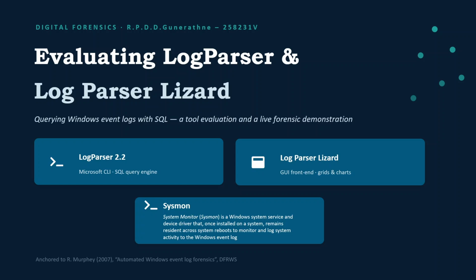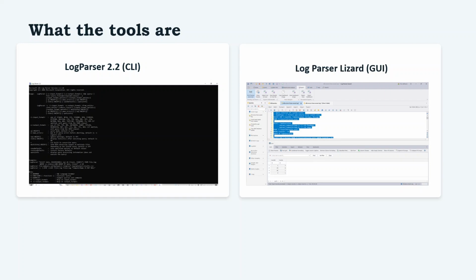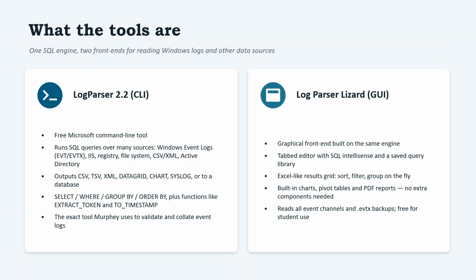Here I have installed the Log Parser CLI version and Log Parser Lizard, that is the GUI version, alongside Sysmon. Sysmon will help to pass all logs to event logs even on server reboot. For demonstration I used the Log Parser Lizard version. You can clearly see the GUI version and the CLI version.